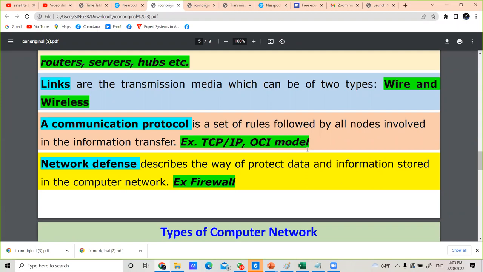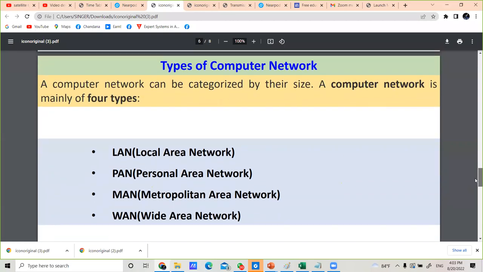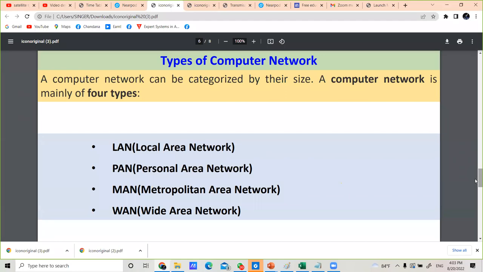Then we'll move to the next part: types of network. Our purposes differ. As a single person, we have several different types of purposes. But if we are working in a company or organization, the organization has another set of purposes. According to your ideas, your purpose, or your organization's purpose, we need different kinds of networks. Therefore, computer networks are provided in different categories, and according to our requirements, we can select the proper network system.